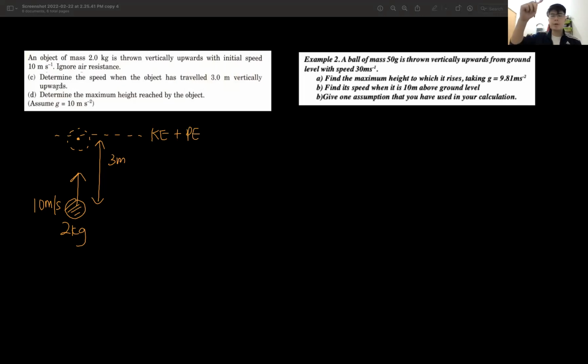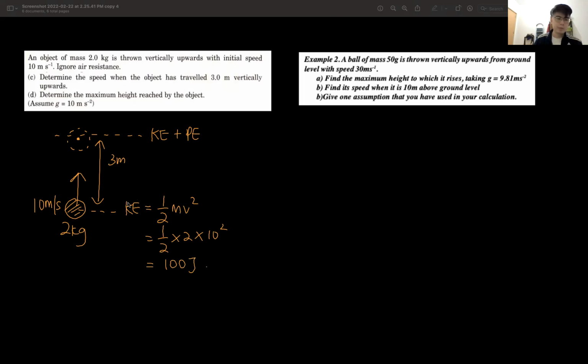Only at the maximum point, the KE is 0. Okay, so there are values of KE and PE. Now, calculate the KE. Initially, how much KE do I give it? I toss it with 10 meters per second, so I can calculate KE, at this point, is going to be half mv squared. So half times 2 times 10 squared. This is 100 joule.